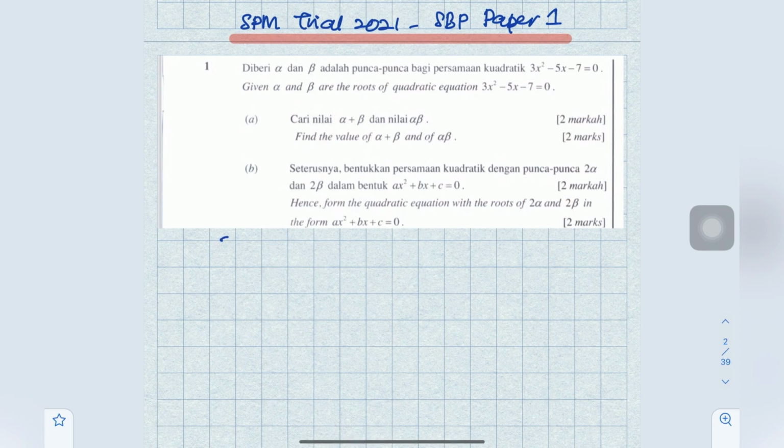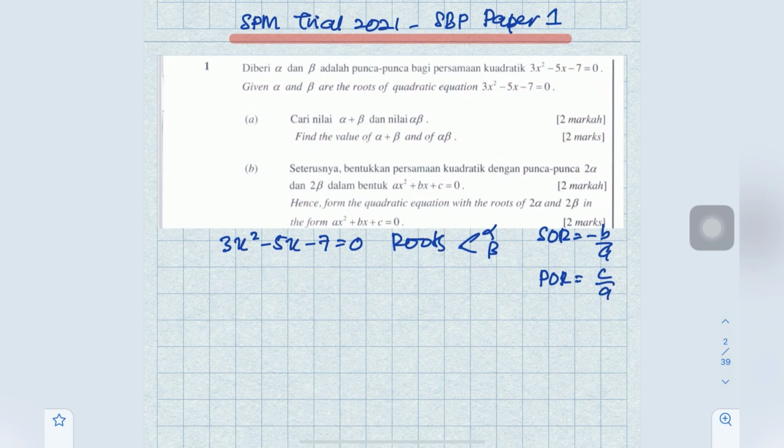Okay, so start from the equation 3x squared minus 5x minus 7 equals 0. Given the roots are alpha and beta. Okay, so dia suruh cari alpha plus beta. Alpha tambah beta. So yang ni kena guna SOR, POR lah. SOR sum of roots, hasil tambah punca, negative B over A. Formula dia. And POR product of roots, hasil darab punca, C over A.